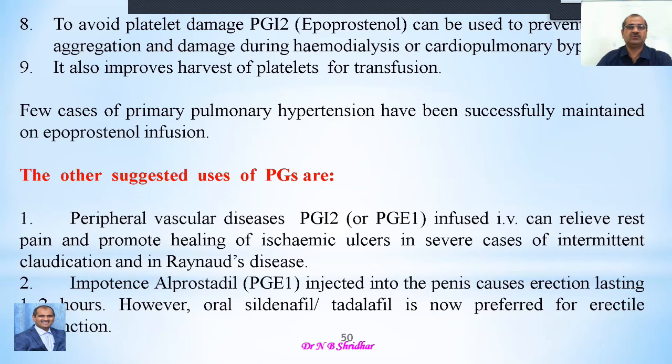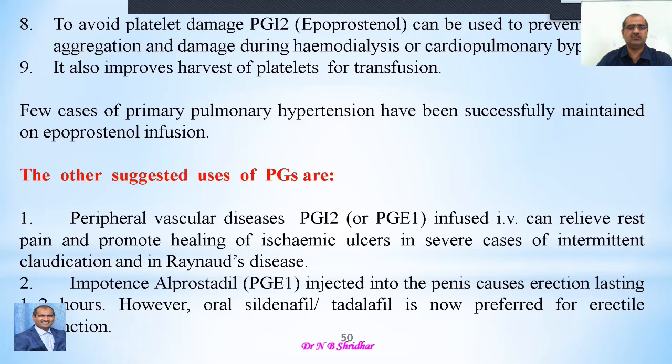Apart from this, to avoid platelet damage, PGI2 or epoprostenol can be used to prevent platelet aggregation and damage during hemodialysis or cardiopulmonary bypass. It also improves the harvest of platelets for blood transfusion, especially in certain disorders where there is a deficiency of platelets. A few cases of primary pulmonary hypertension have been successfully maintained on epoprostenol infusion.